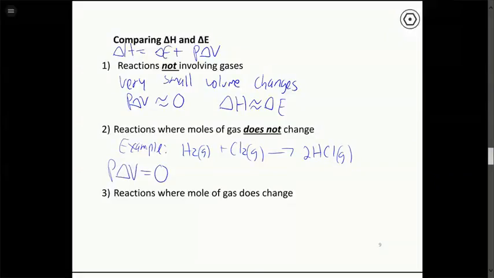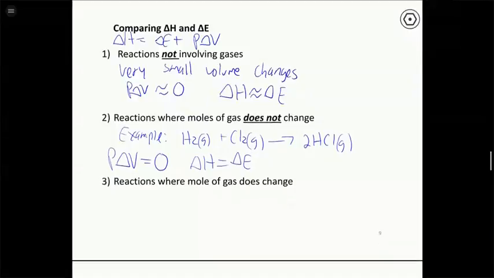Something we'll learn more about in Chapter 8 is that the number of moles and the volume are related to each other. So if we're not changing the number of moles of gas in our system from reactants to products, the change in volume will also be 0. And in this case, delta H is rigorously equal to delta E.